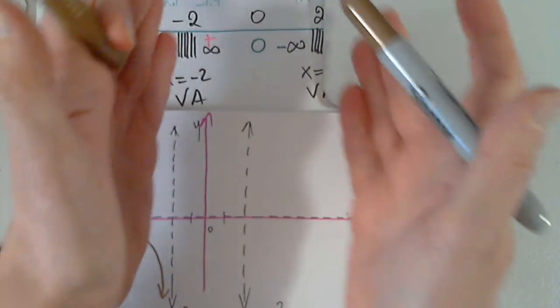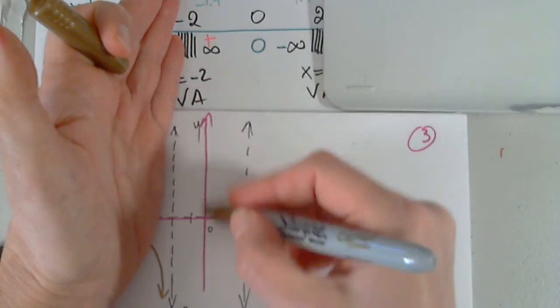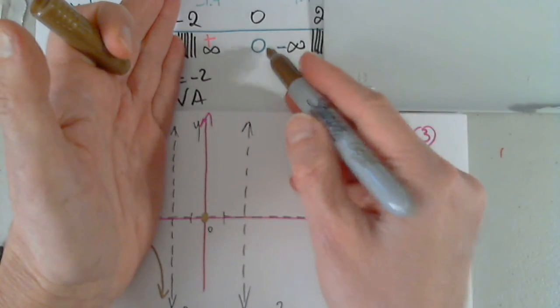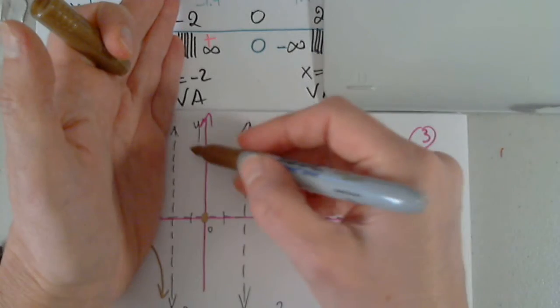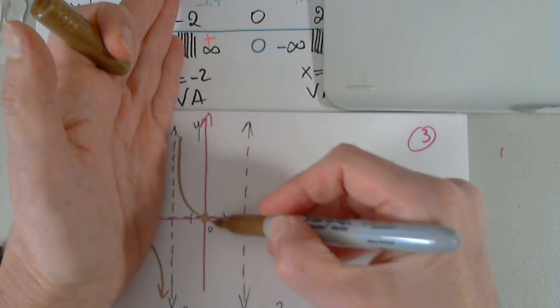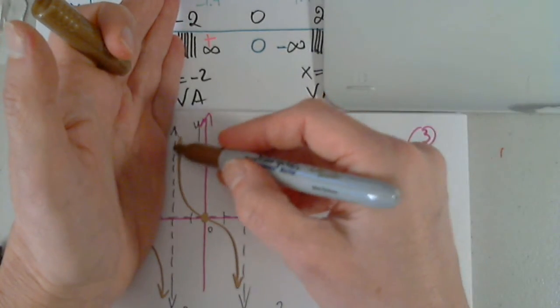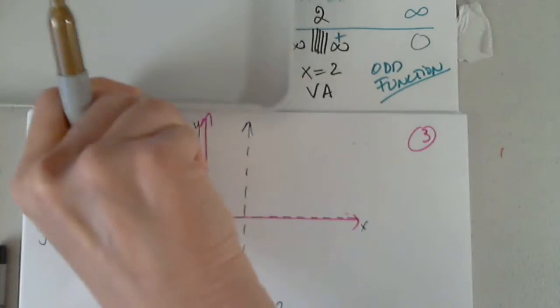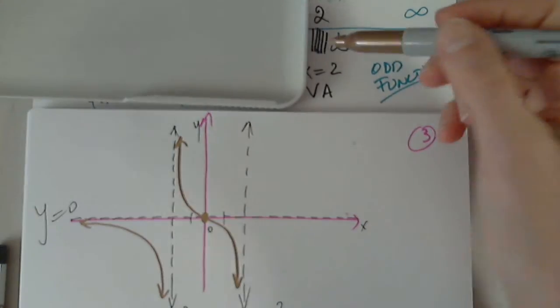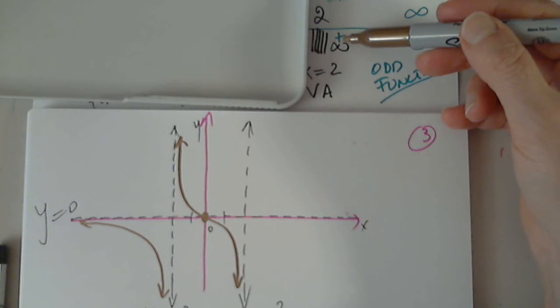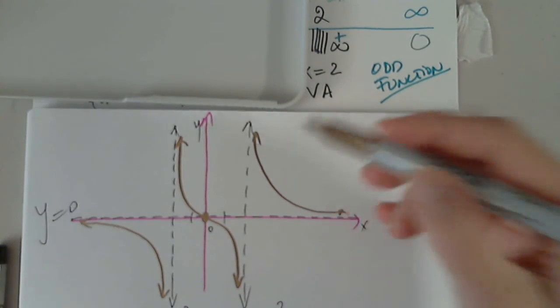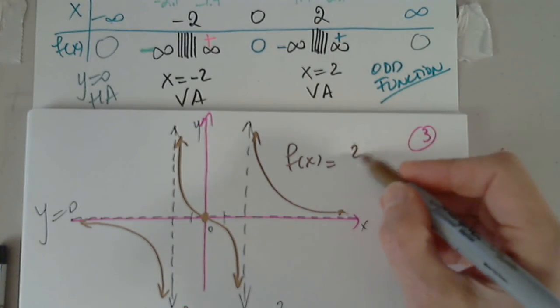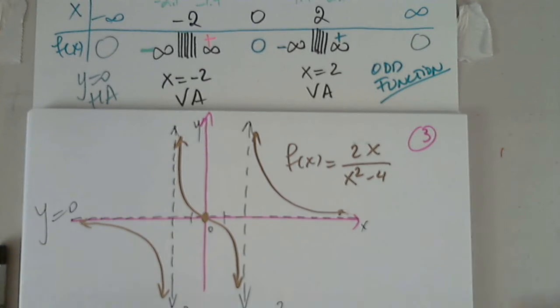Between the asymptotes, it's coming from positive infinity, it's crossing at the origin and going to -infinity. Now I don't care about the rest. I'm right here, to the right-hand side of the vertical asymptote, from positive infinity to 0. And this is f of x equals 2x over x squared minus 4.